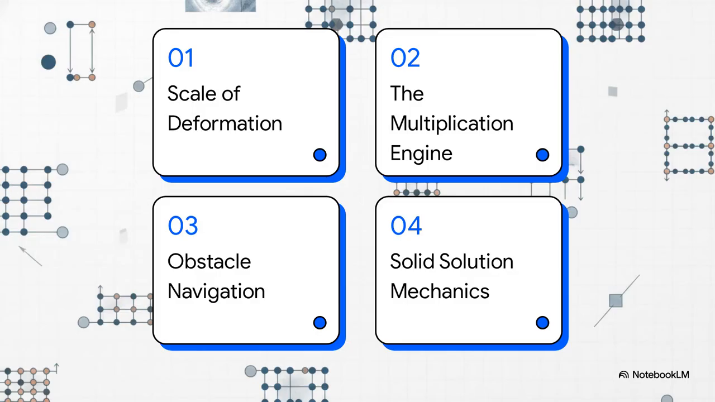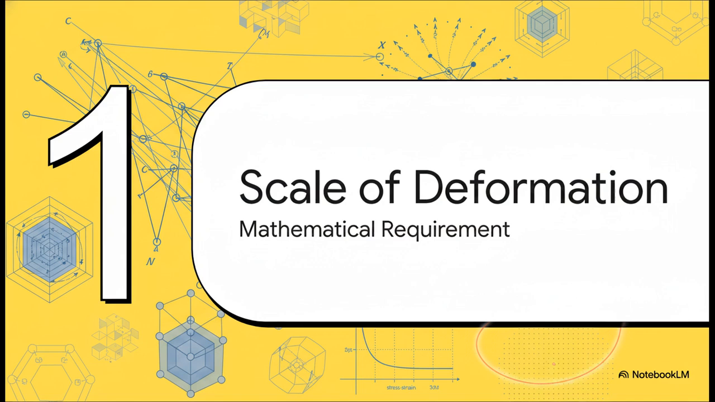Here's our roadmap for today. We're covering 4 key areas: the scale of macro deformation, the multiplication engine, obstacle navigation, and finally, solid solution mechanics. So, starting off with part 1, the scale of macro deformation.